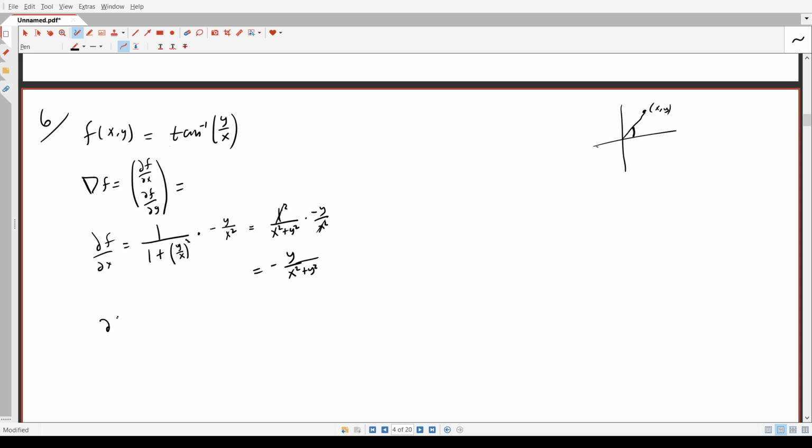Now with respect to y. This is going to be the same thing. 1 plus whatever I have squared, so this is y over x. Now I do the derivative of what's on the inside, chain rule, with respect to y. So that's just going to be times 1 over x. I do the same thing, I put it over a common denominator, and I get x squared over x squared plus y squared times 1 over x, which cancels with one of those, and I just have x over x squared plus y squared.